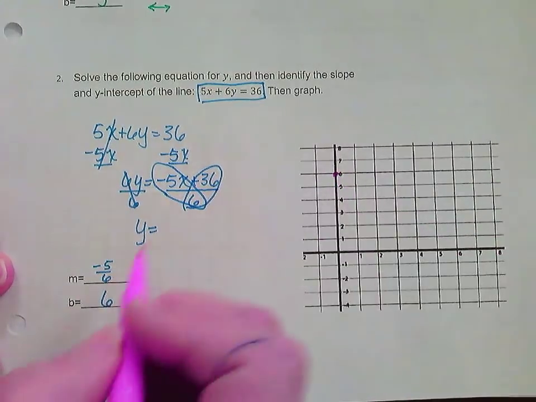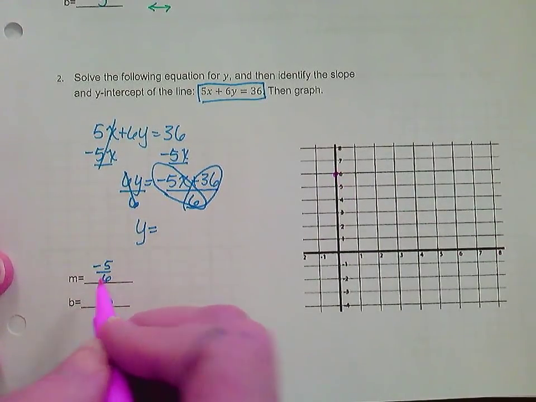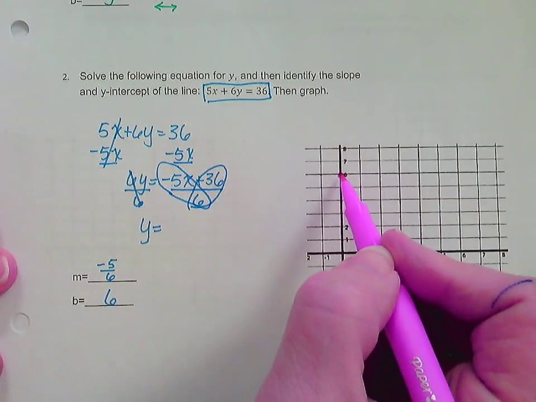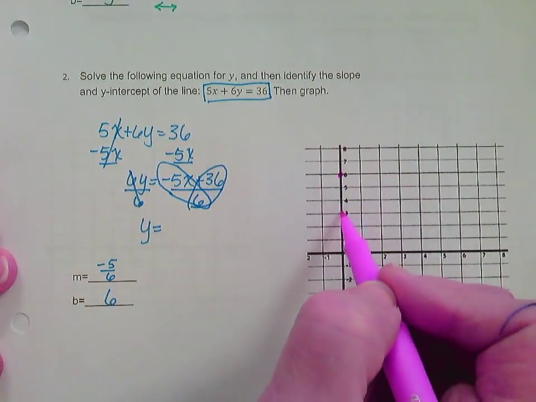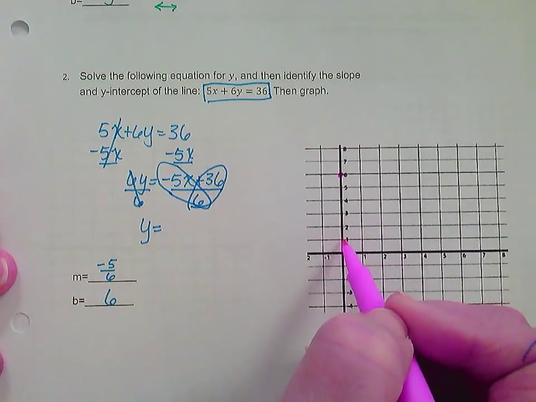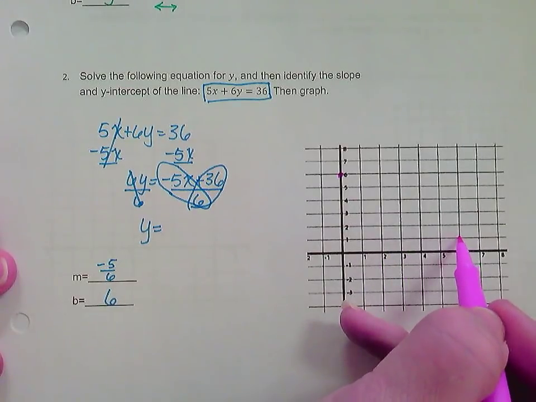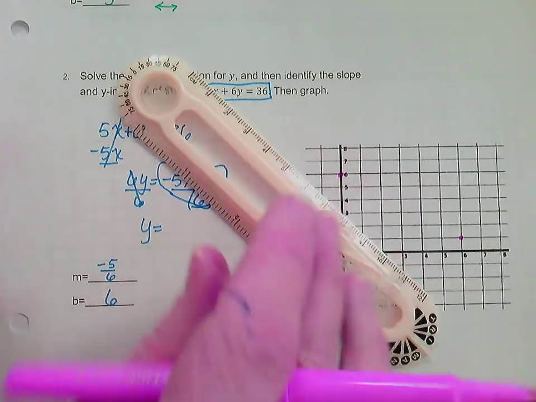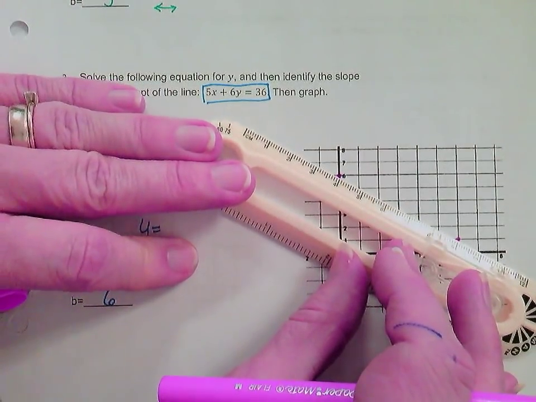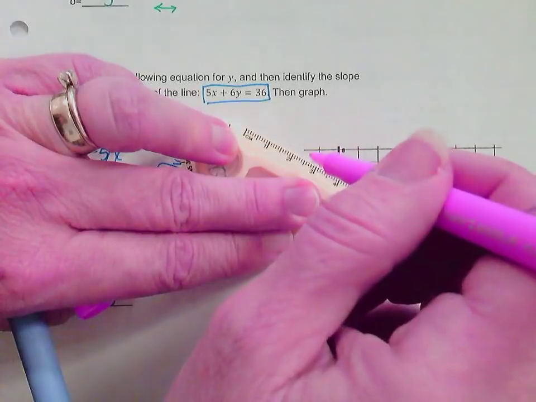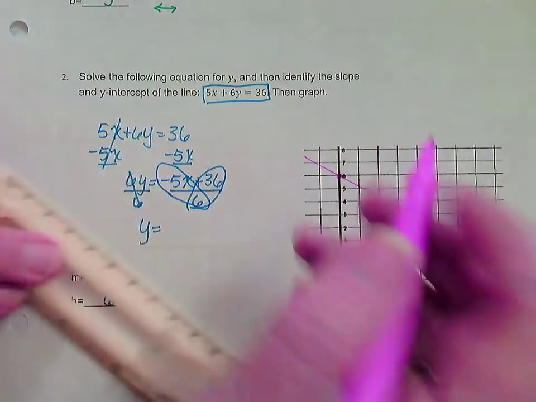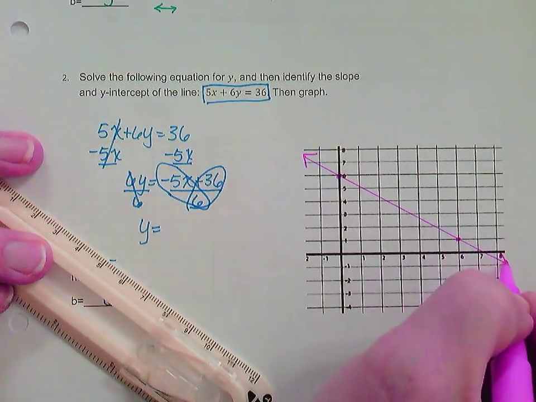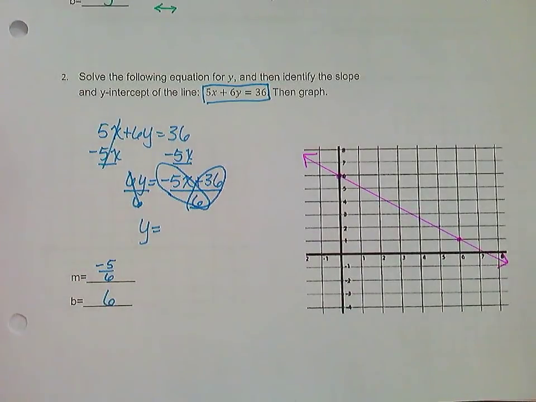So now when I graph this, my y-intercept is 6. And I'm going to use my slope, negative 5 over 6. Negative 5 means down 5, and positive 6 means right 6. Make your points. I can't fit another one on there, so I'm just going to use the 2 points. Make sure you put arrows. Excellent. Pause the video. Make sure you have all that down.